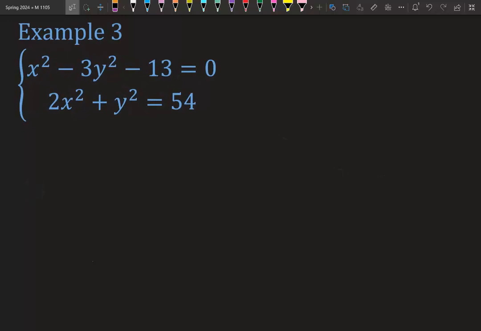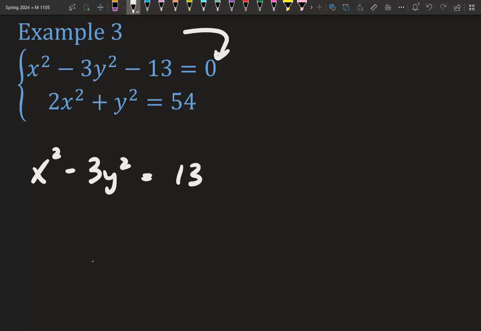Alrighty. Example 3, we have x squared minus 3y minus 13 equals 0, and then we have 2x squared plus y squared equals 54. So we want things to match up. We have this random negative 13 here. We don't want it there. We want things to look the same and nice and neat. So let's just move it over. We have x squared minus 3y squared equals positive 13, and then we have 2x squared plus y squared equals 54.